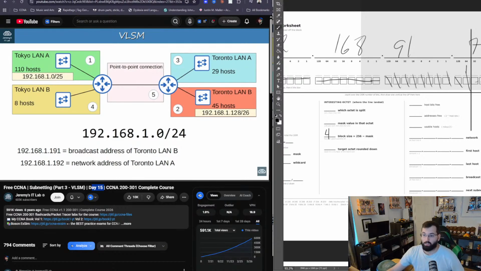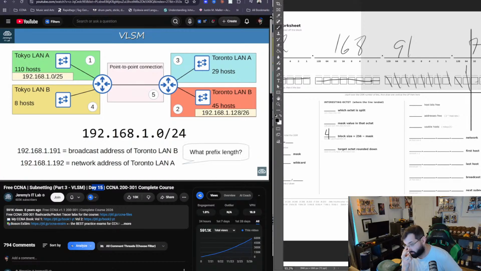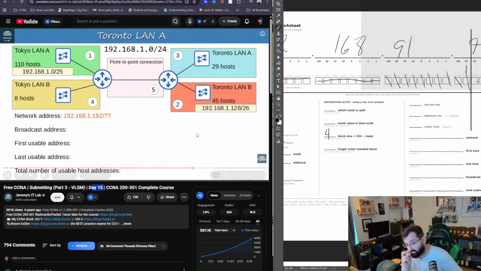So 192.168.1.192 is the network address of Toronto LAN A. So this is going to be /27, and then this is going to be /28. This might even be able to be /29. Once again, though, we have to figure out what prefix length to use for Toronto LAN A. Let's do the same process as with the other LANs. Please pause the video now to find the remaining information.